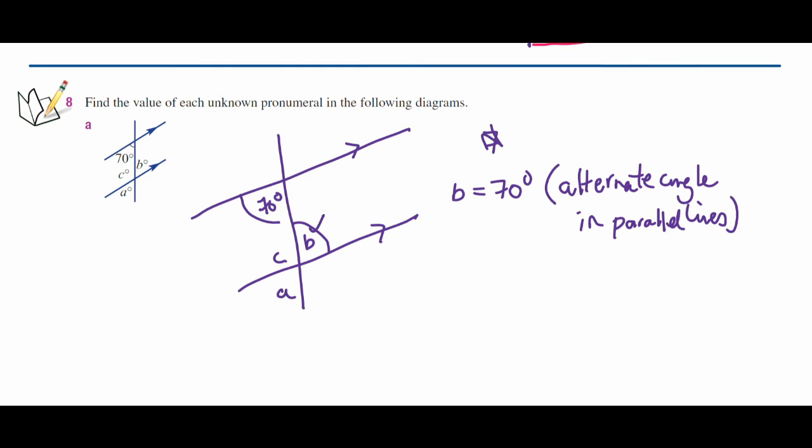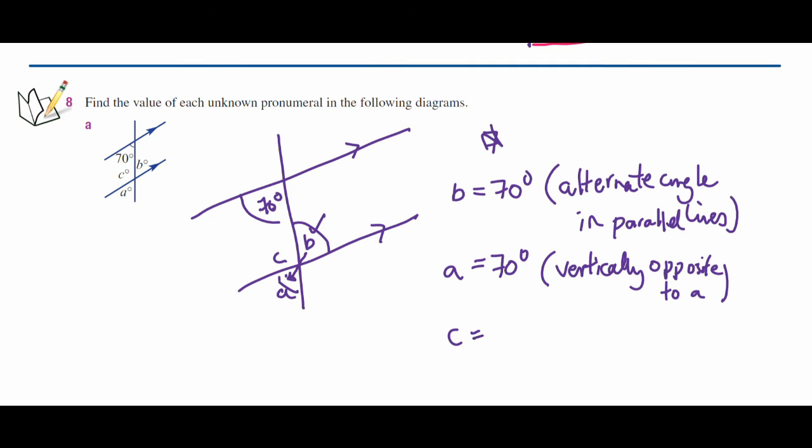Okay, so I've got that one. I'm going to go straight for the A because I can see the A must be the same. Now there are two reasons why it could be the same. It could be the same because it's vertically opposite to A. You could also say it's a corresponding angle to the 70 degrees.